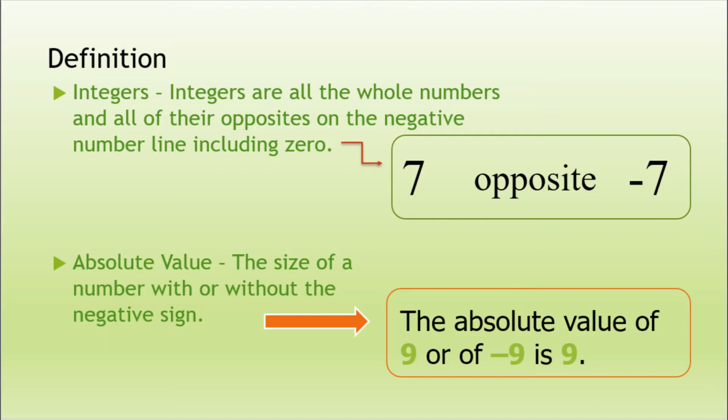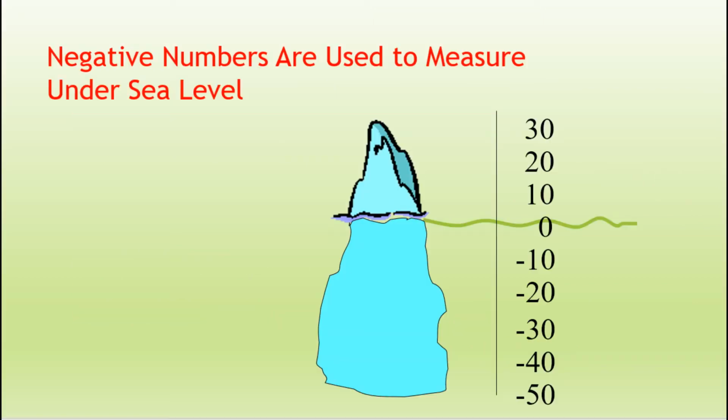What is absolute value? The size of the number with or without the negative sign. As I've written here, you can see absolute value of 9 or of minus 9. If 9 is written, that means positive 9, and if minus sign is there, that is minus 9, but its absolute value is without any sign, we'll write 9.